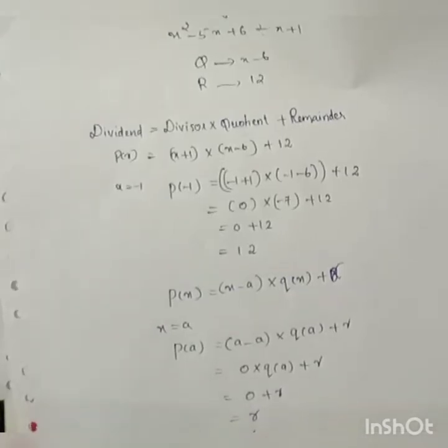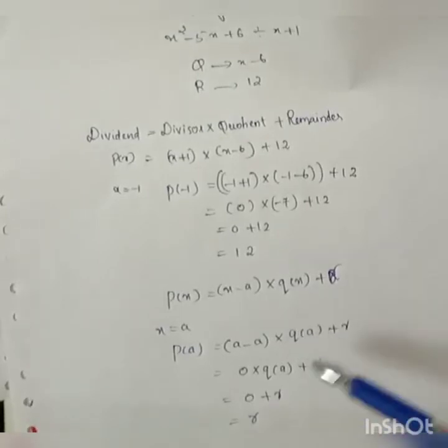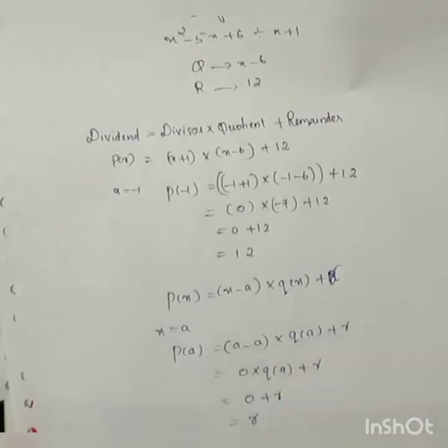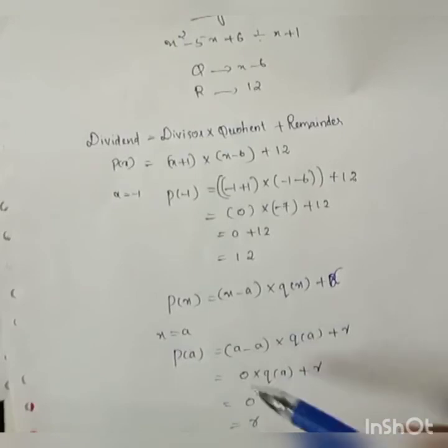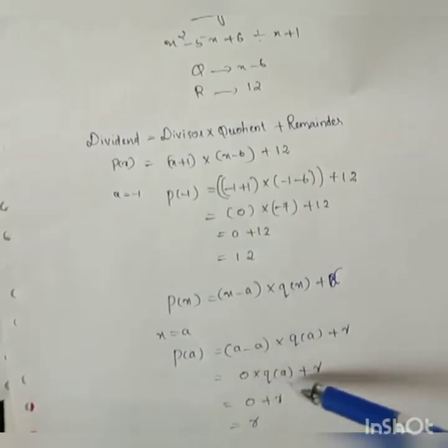In general, if we divide a polynomial by a linear divisor x minus a, then p of a gives the remainder of the division. P of a gives the remainder because when we substitute x equal to a, a minus a becomes 0, and 0 into anything becomes 0. At last we are left with the remainder r. P of a equals r. So this is the remainder theorem.